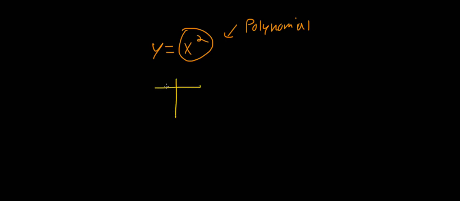So let's say we have an xy chart. We can plug in values for x and see what the outcome is. So let's plug in 0. If we plug in 0 here, we get 0 for y. If we substitute or plug in 1, we get 1. If we plug in 2, well, 2 squared is 4. So we're getting an idea of how this graph looks.